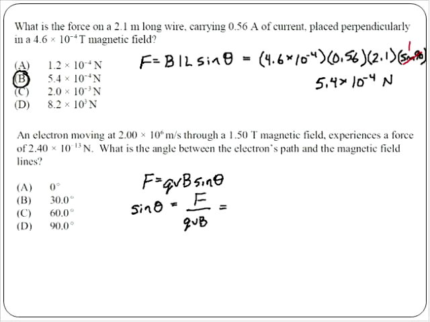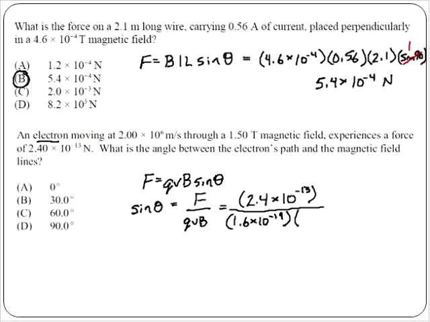So let's plug those numbers in. The force is given. It's 2.40 times 10 to the power of negative 13. I'm just going to leave the 0 off just for space purposes. There's no charge given, but it does say it's an electron. So if it's an electron, you already know the charge is 1.6 times 10 to the negative 19.